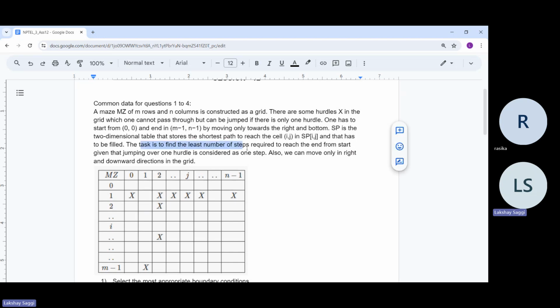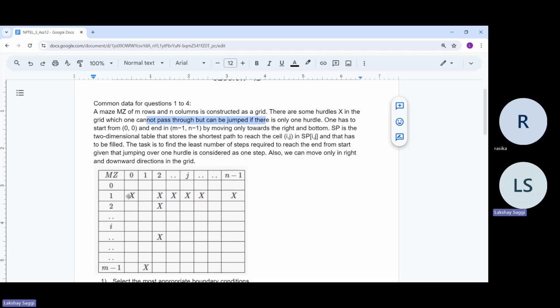So the task is to find the least number of steps required to reach, given that one hurdle is considered as one step. We know that we cannot pass through the hurdles, but they can be jumped over if there is only one hurdle present. Suppose from 0, 0, I can go to the point 0, 2 by jumping over this hurdle x I placed at 1, 0.